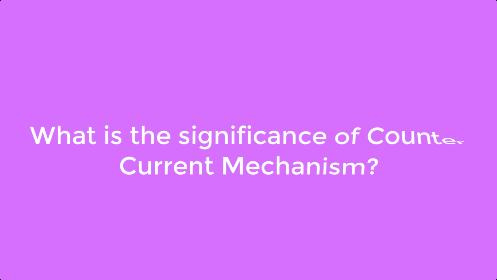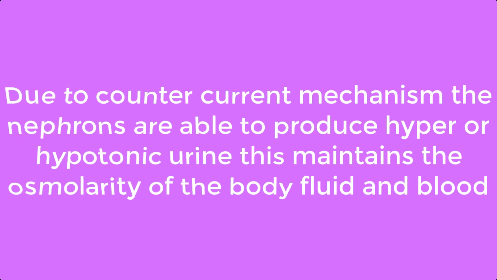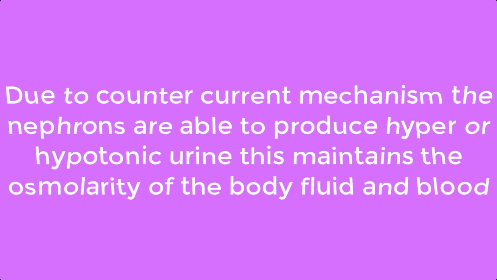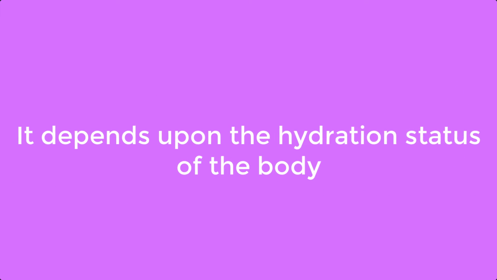What is the significance of the countercurrent mechanism? Due to the countercurrent mechanism, the nephrons are able to produce hyper or hypotonic urine. This maintains the osmolarity of the body fluid and blood. Production of hypertonic or hypotonic urine depends upon the hydration status of the body.